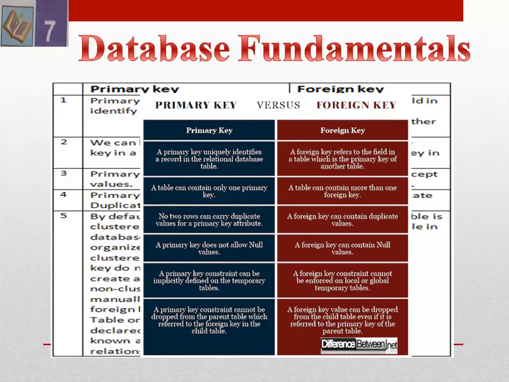A primary key constraint can be implicitly defined on the temporary table. A foreign key constraint cannot be enforced on local or global temporary tables. A primary key constraint cannot be dropped from the parent table, which is referred to by the foreign key in the child table. A foreign key value can be dropped from the child table even if it is referred to the primary key of the parent table.